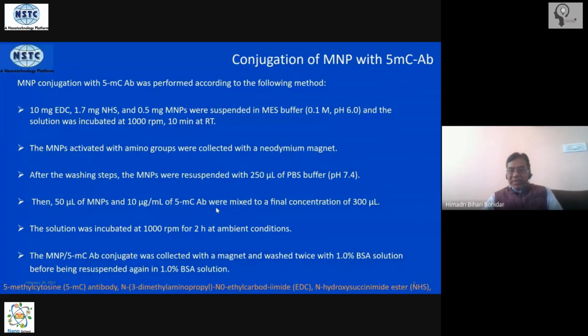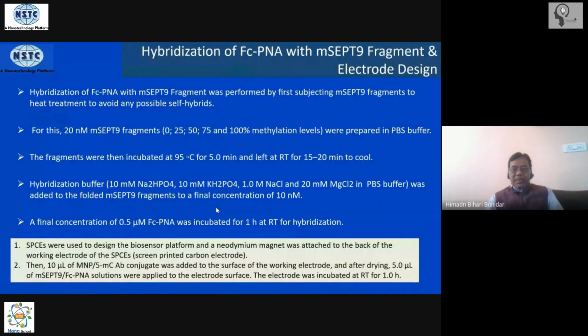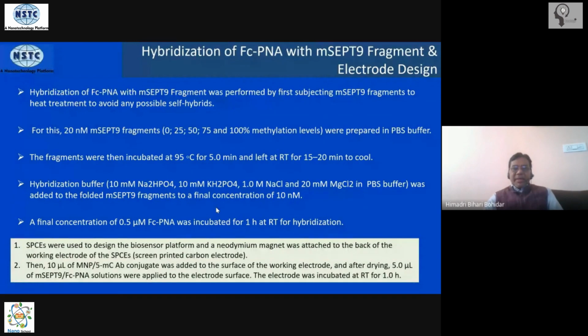Wash it with a standard protein solution and resuspend it again in a protein solution. So that completes the process of conjugation of magnetic nanoparticles with the antibody. It looks very complex, but if you do it once or twice, you'll see it is a very trivial process. Next is the hybridization of this PNA, peptide nucleic acid, with this biomarker fragment.